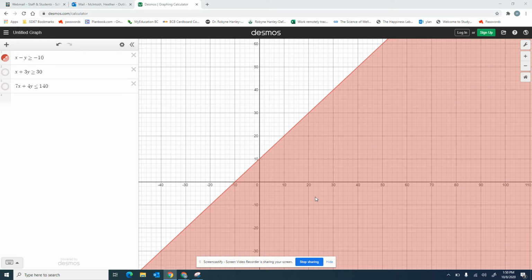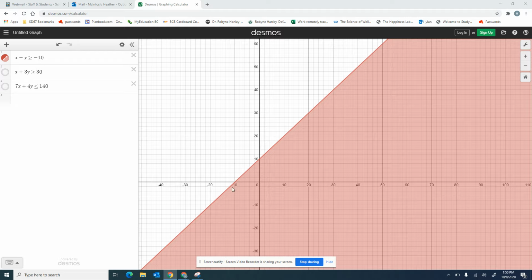So on the first graph, x minus y greater than or equal to negative 10, you did it correctly. You graphed using the x and y intercepts. I like to graph using the slope-intercept form, but graphing using the x and y intercepts works as well. You just forgot a minus sign.